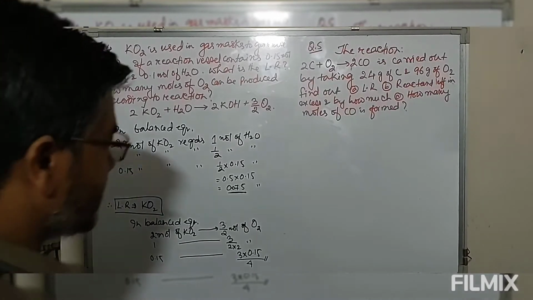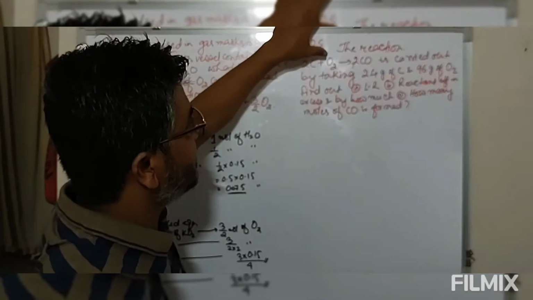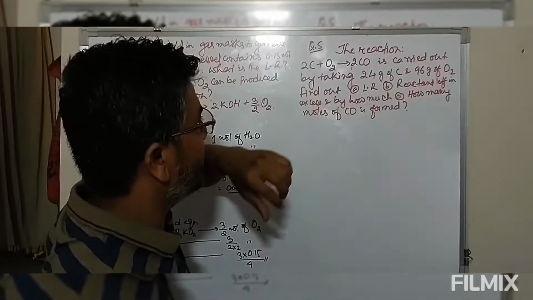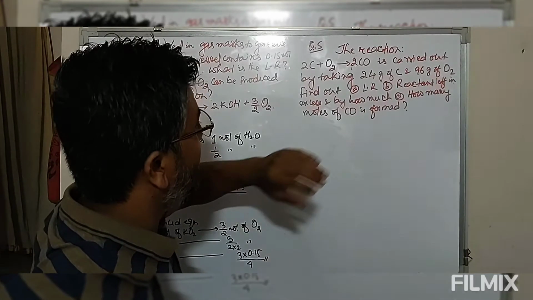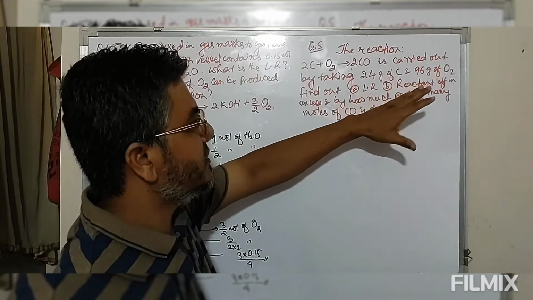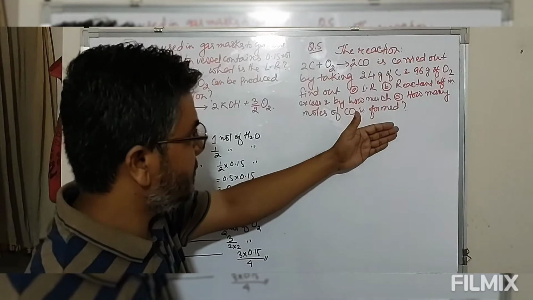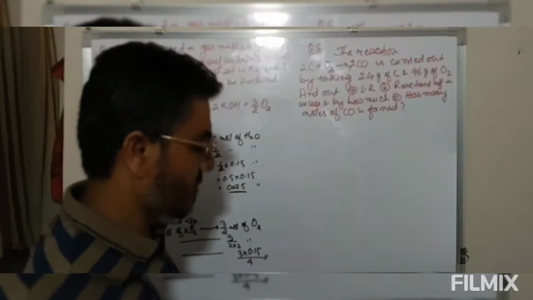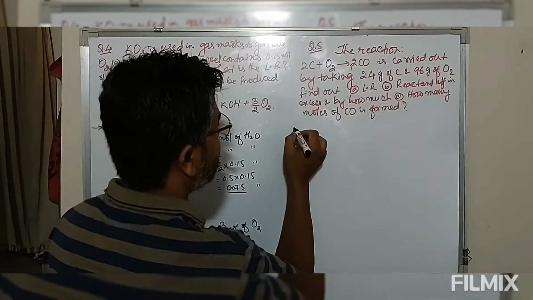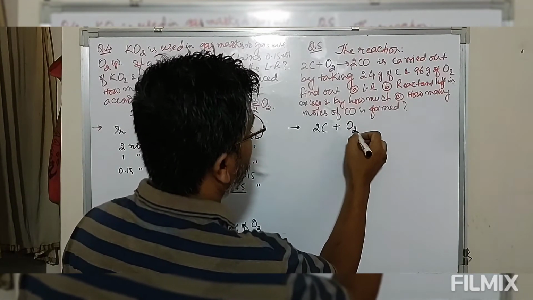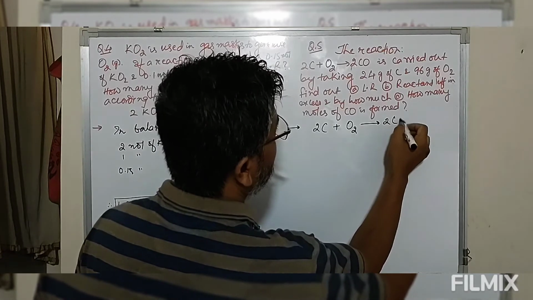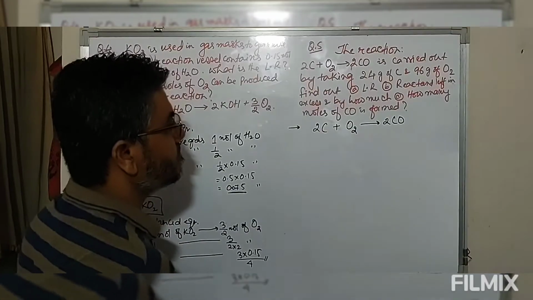Now let's look at this next problem. We have a reaction, carbon plus oxygen gives you carbon monoxide, in which 24 gram of carbon and 96 gram of oxygen is introduced. Find the limiting reagent, which reagent is left in excess and by how much, and how many moles of this product is formed. So look at this reaction very carefully. The reaction is already balanced. So we have 2 carbon plus 1 oxygen gives you 2 carbon monoxide.